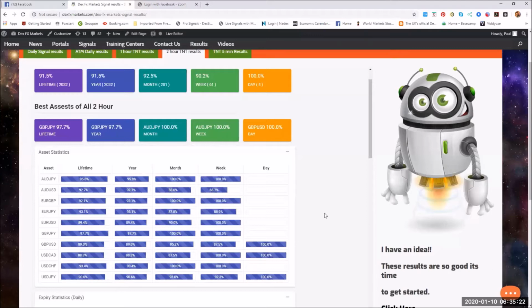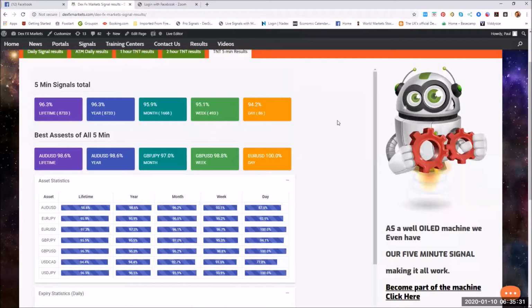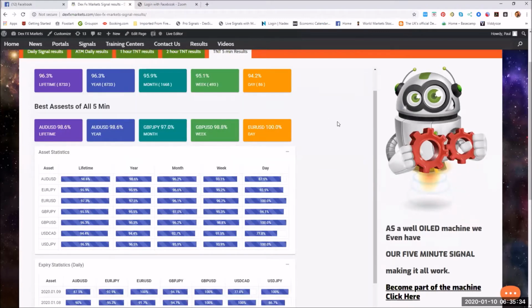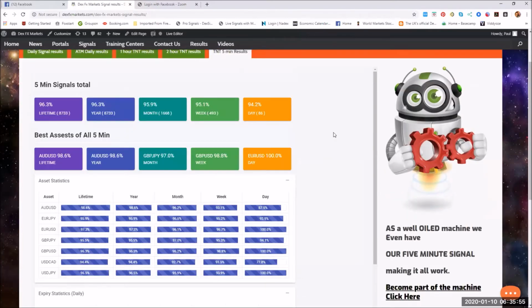So that was holding its own again, and it's actually come up rather well. And that's for the week on the 2 hours. And then the 5 minute results. Let's have a look. Euro USD 100%, JPY at 90.8 for the week, and the Great British Pound JPY 97 point nothing for the month. Okay, I must admit I'm quite impressed with these figures here, as I always am.